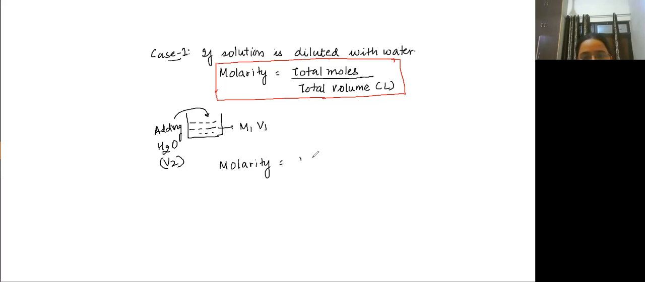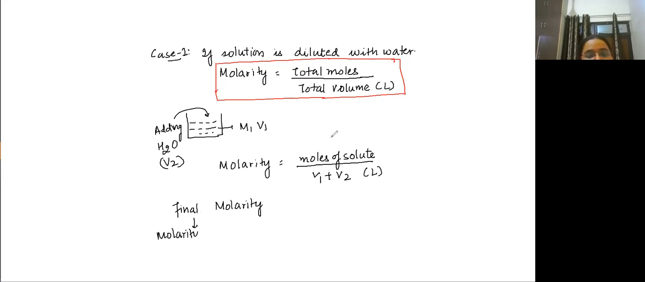Molarity will be moles of solute divided by volume. Now what should be the volume? Initial volume is V1, you are adding V2 volume. So what will be the total volume? Total volume will be V1 plus V2, and it should be given in liter. If this is in ml, multiply by 1000. This is final molarity, meaning molarity after dilution. And how will you calculate moles of solute?